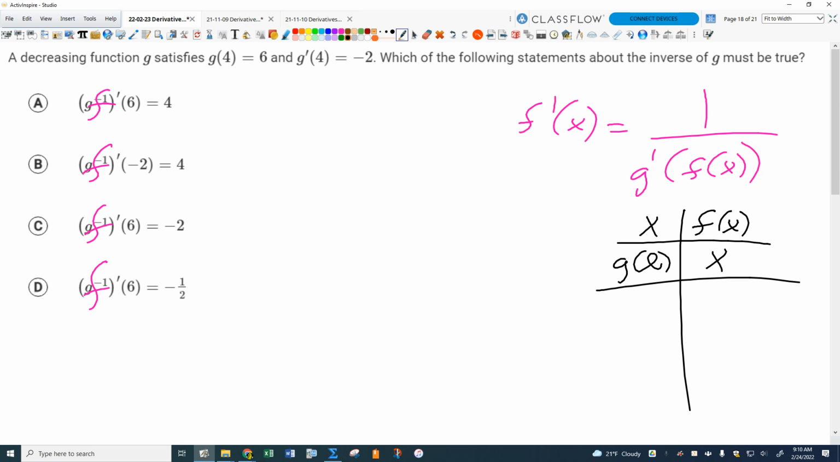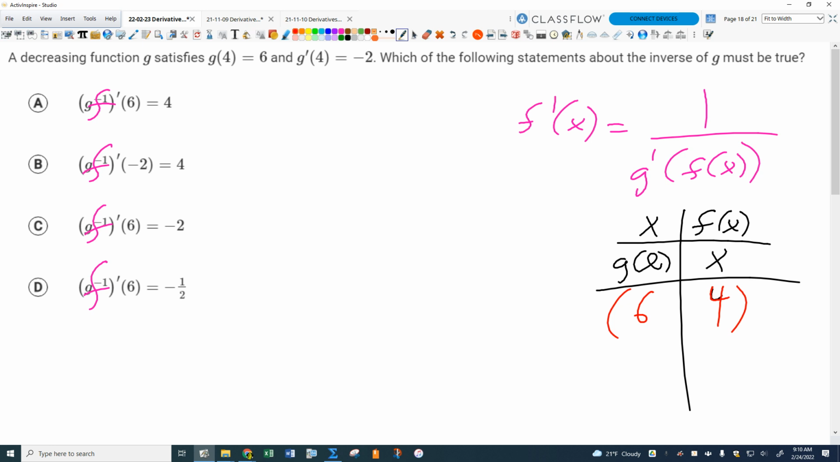Okay, so this time they're telling us g of 4 equals 6. So I'm inputting 4 into g and I'm outputting 6. Agreed? So there's my ordered pair, right? Okay, so then I want to calculate g prime of what? f of x. See what I'm getting at here? We're trying to do f prime of 6, right?